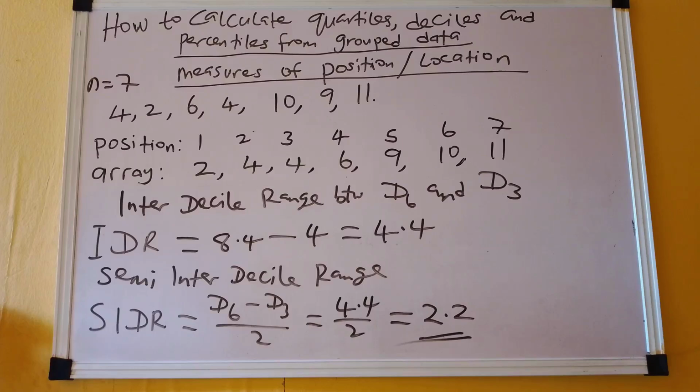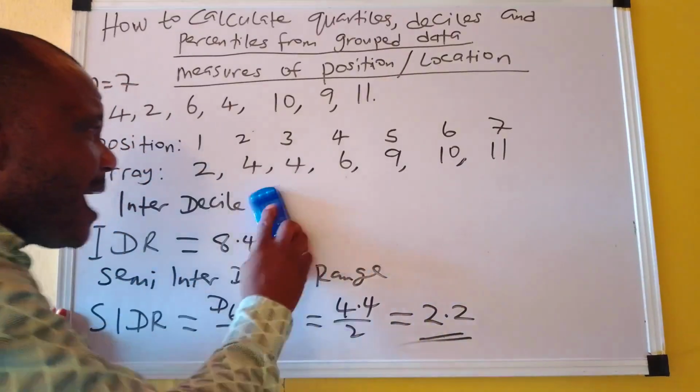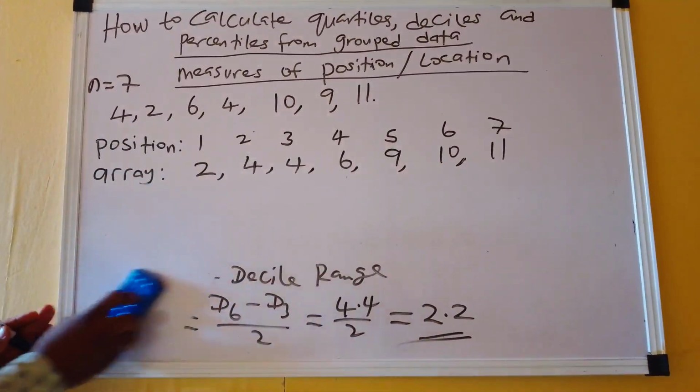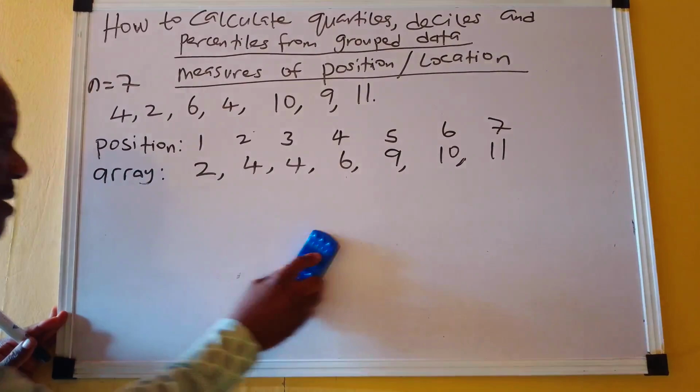Now this takes me to the third measure of position or location, which is the percentiles. You will agree with me that percentiles are gotten from the word percentage, and percentage is 100.